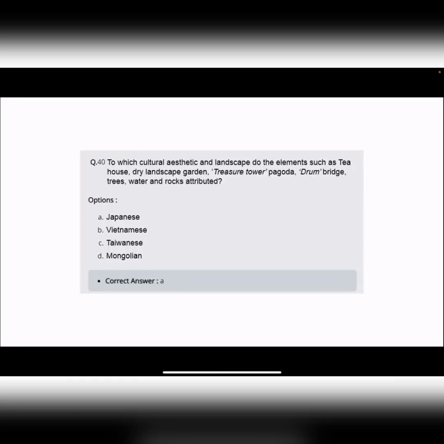Next question, to which cultural aesthetic and landscape are elements such as tea house, dry landscape garden, treasure tower pagoda, drum bridge, trees, water and rocks attributed? Options: Japanese, Vietnamese, Taiwanese, Mongolian. The terms mentioned in the question are all things covered under the Japanese style of architecture in history of architecture.